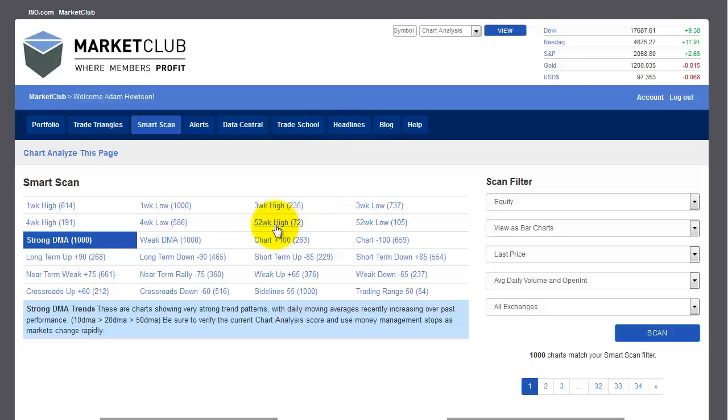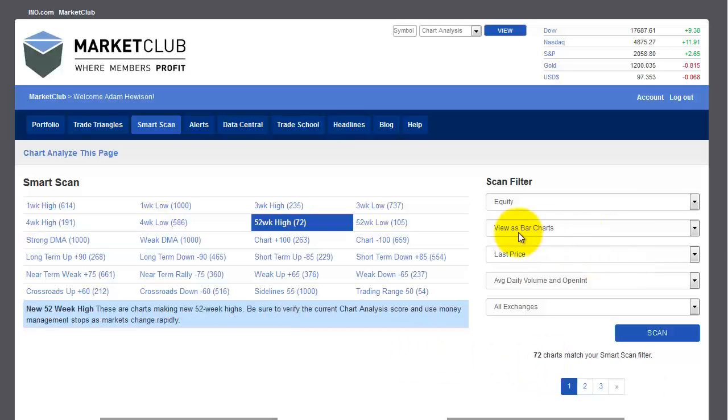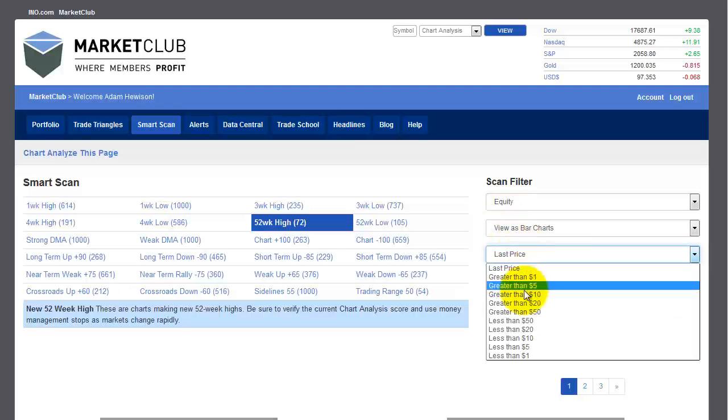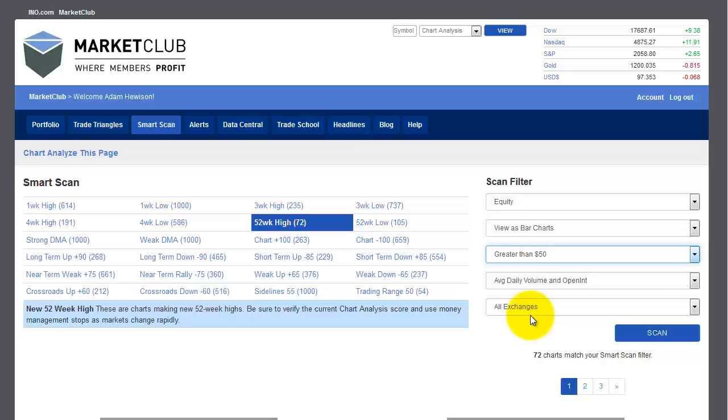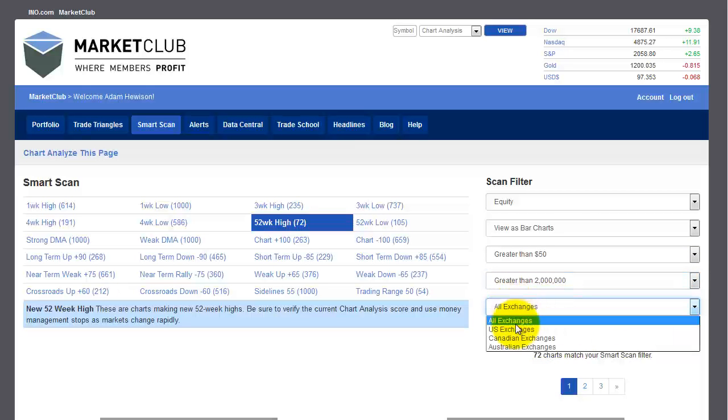So let's take a look at the highs. So we click once, it'll put the 72 right down here. It'll change the 1,000 to a 72 number. There we are. And we're going to filter these. We're going to look at bar charts, equities, last price greater than 50. And we're going to look at the average volume over 2 million. And we're just going to use the U.S. exchanges. Of course, if you're in Canada or Australia, you can look at those as well with MarketClub.